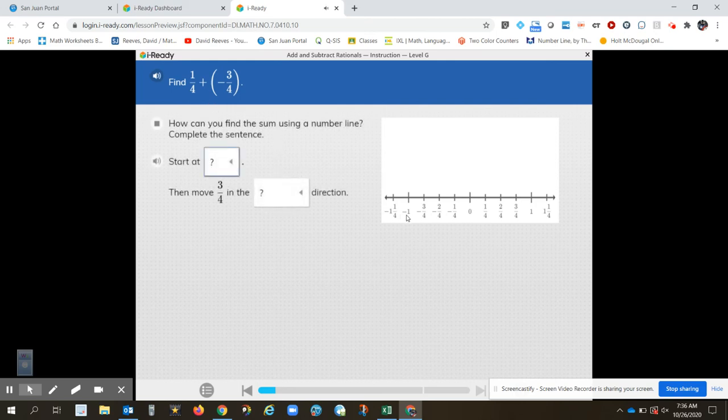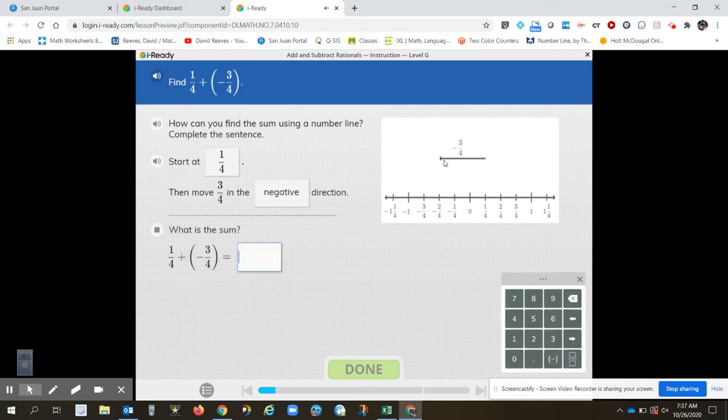So if you take a look at this number line, you'll see they are no longer whole numbers. Now we're working with fractions. And what's the first one? 1/4. All right, so we're going to start at +1/4 right here, and we're adding a negative. So since we're adding a negative, we're going to go 3/4 in the negative direction.